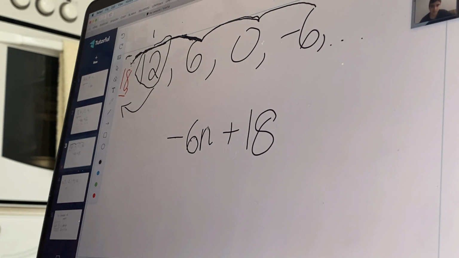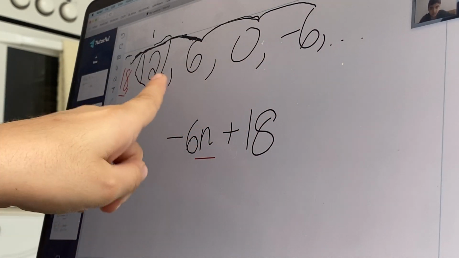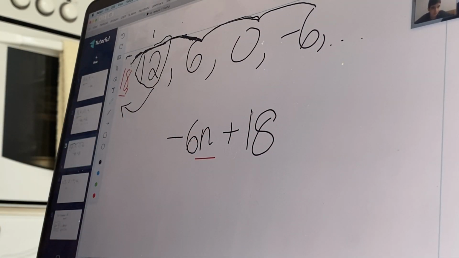So if I'm using minus 6n plus 18 to find the fifth term, what do I need to do? We need to find the fifth term. So minus 6 plus 18 is which term? The 1, 2, 3, 4, 5 term. What value, if I'm looking for the fifth term, should I put into the n? 7. Because you see, the 18 is the fifth term. Not quite. Let me think.